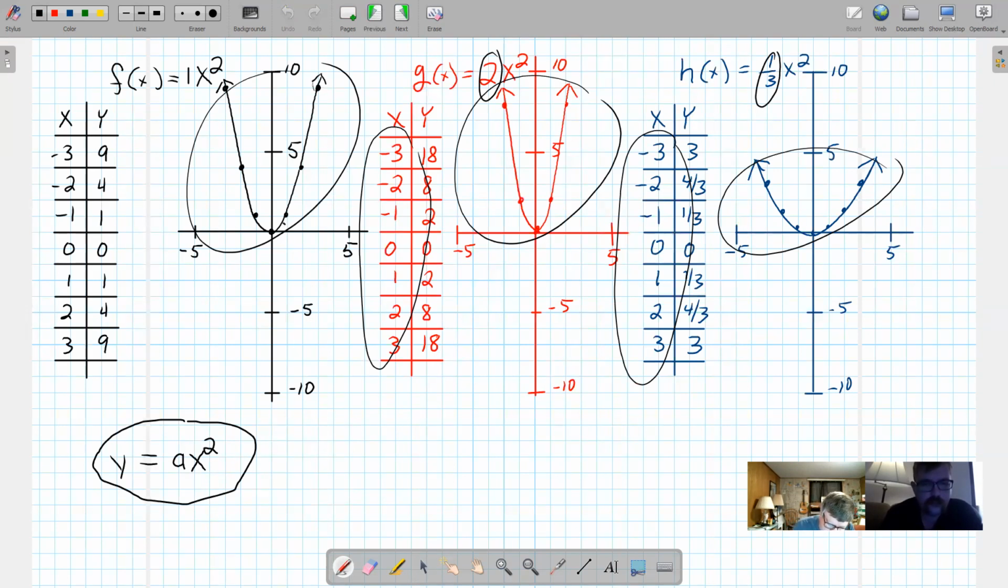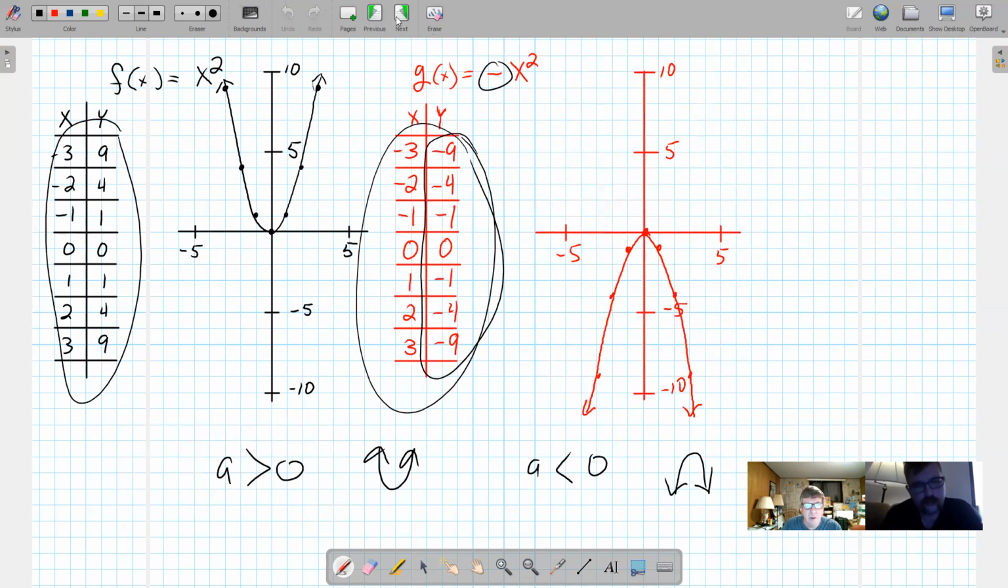Here, the vertex is still at the origin. Here, the vertex is still at the origin. Here, the vertex is still at the origin. My graph's off there a little bit, but just by changing A, that coefficient in front, it didn't affect the location of the vertex. So anything in this form, your vertex is always going to be at the origin. Here, same thing, doesn't affect it.